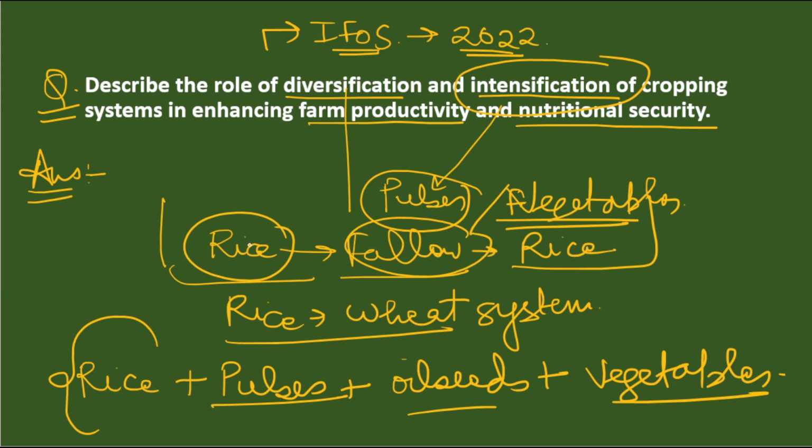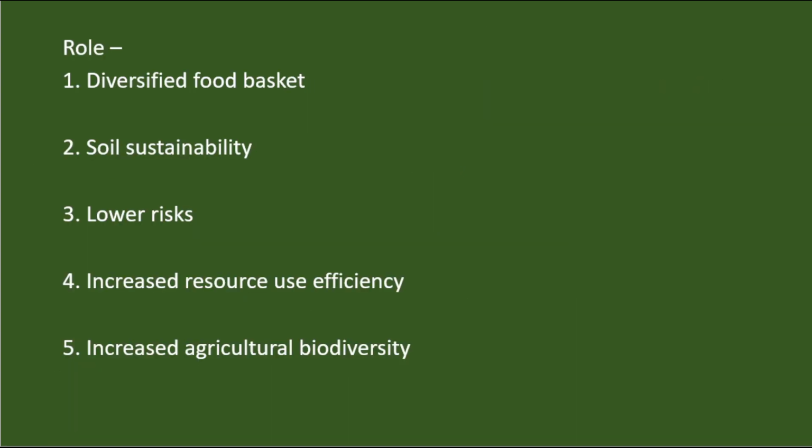So when we are increasing the amount of production using the same amount of resources, that is what intensification is. तो ये रहा हमारा diversification and this is what intensification is. So I hope you are able to understand this. And now how these two are going to enhance our farm productivity and nutritional security, that we have to see. So let's see the role of diversification and intensification in farm productivity and nutritional security.